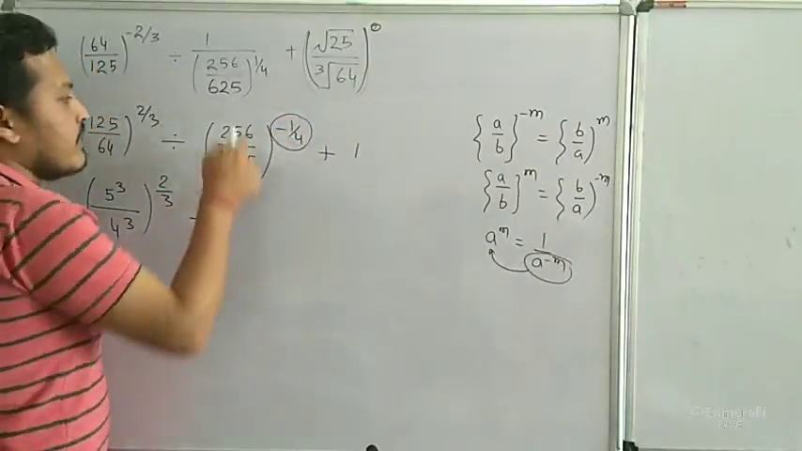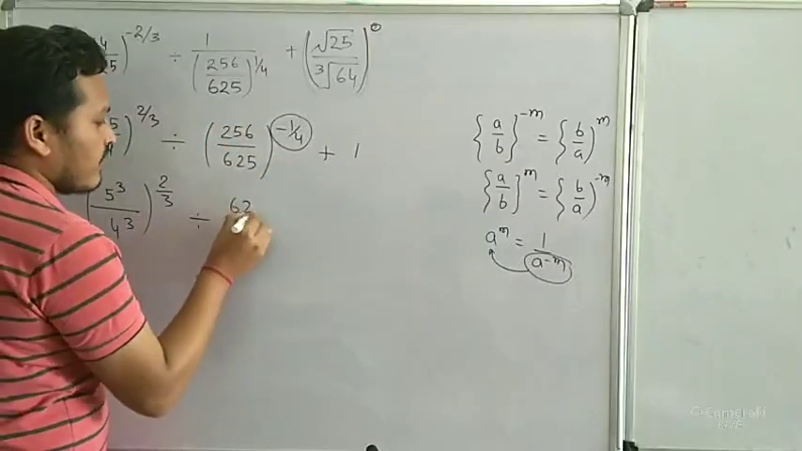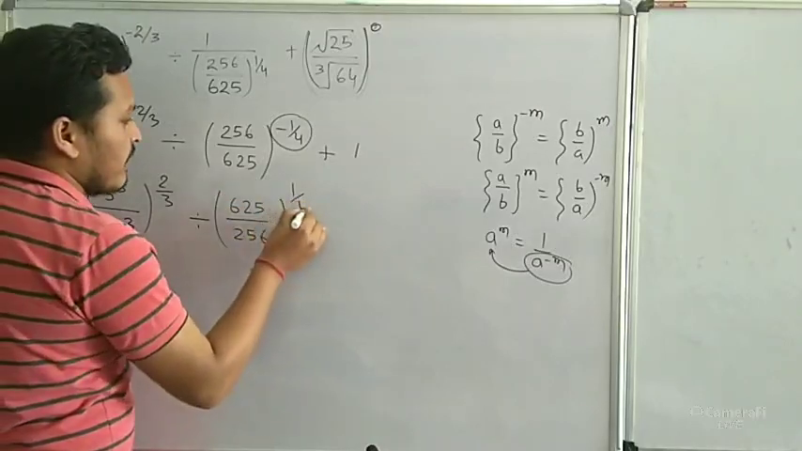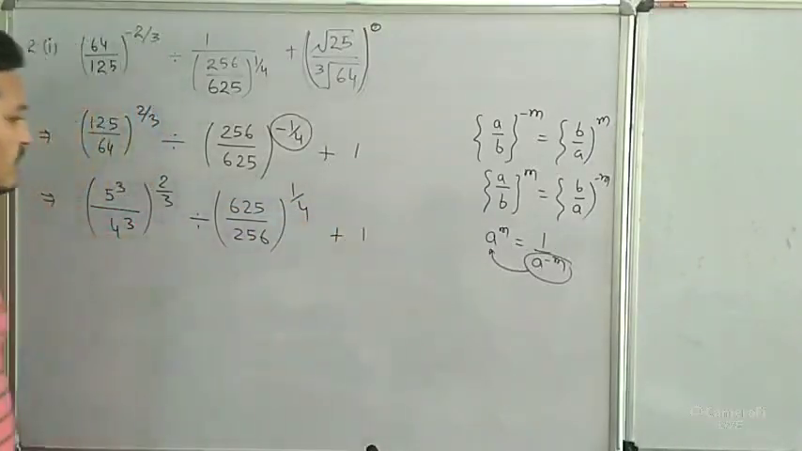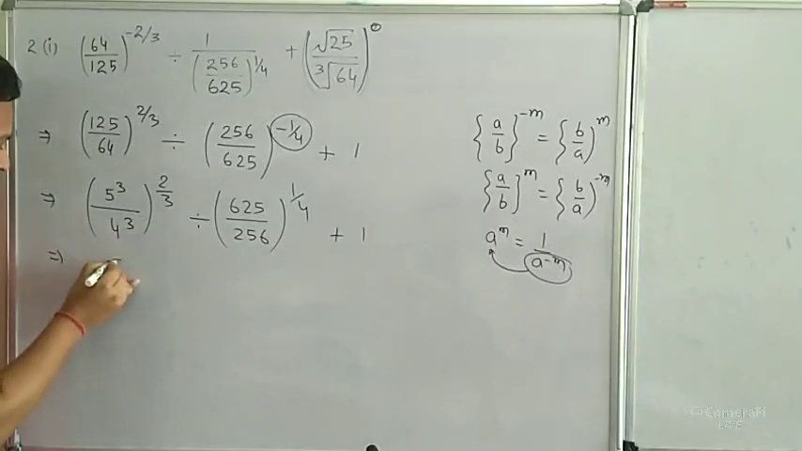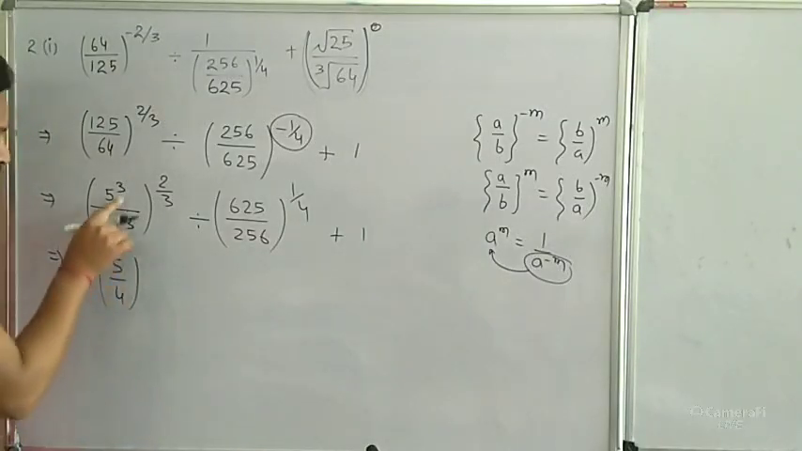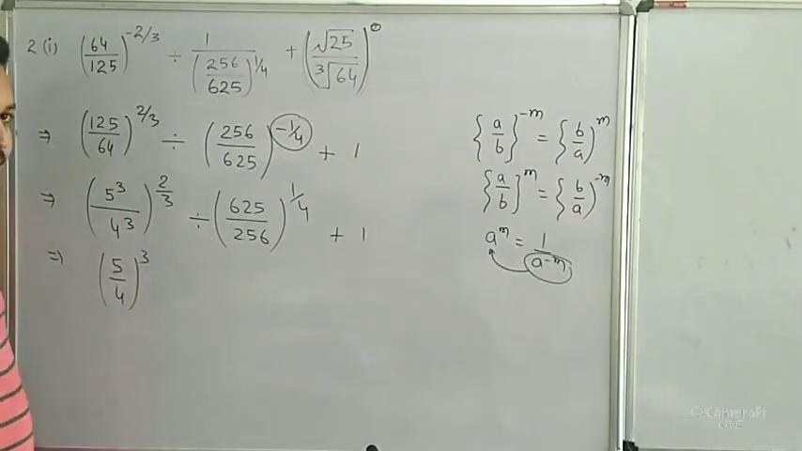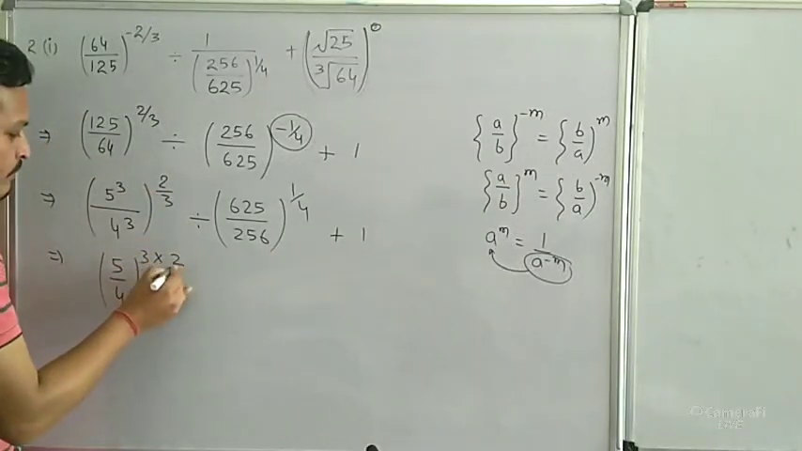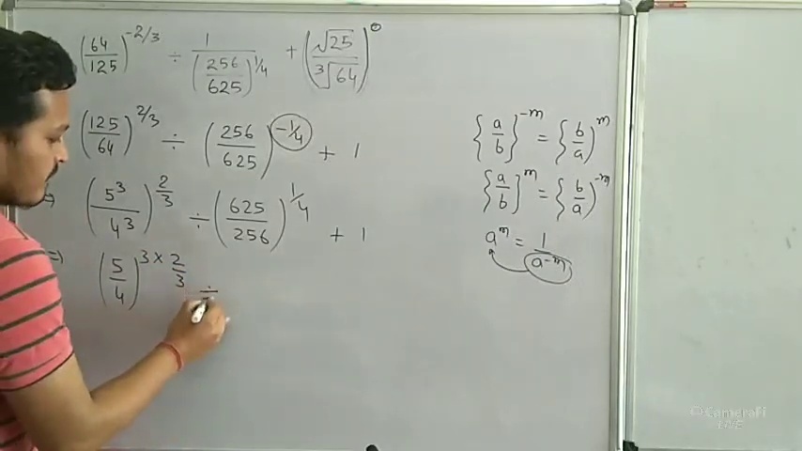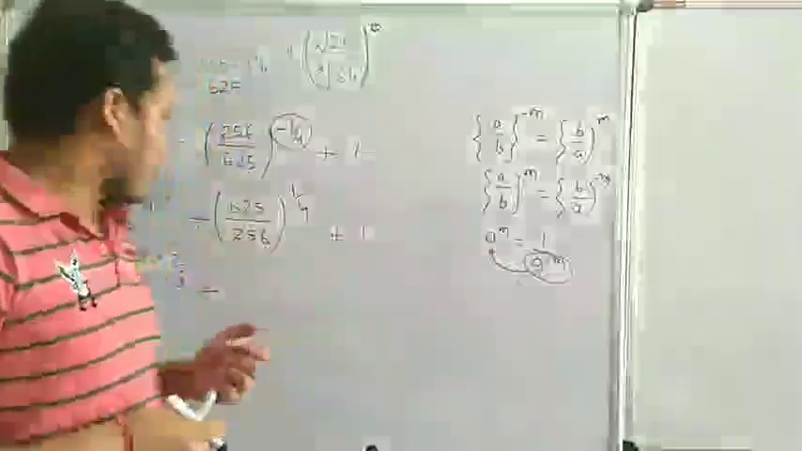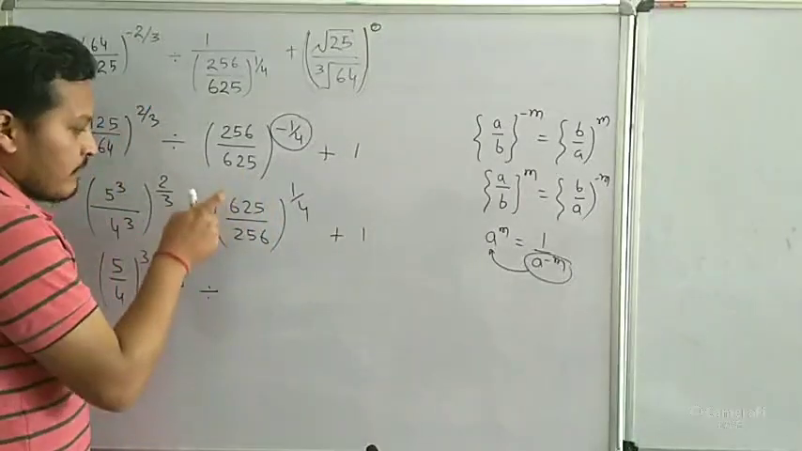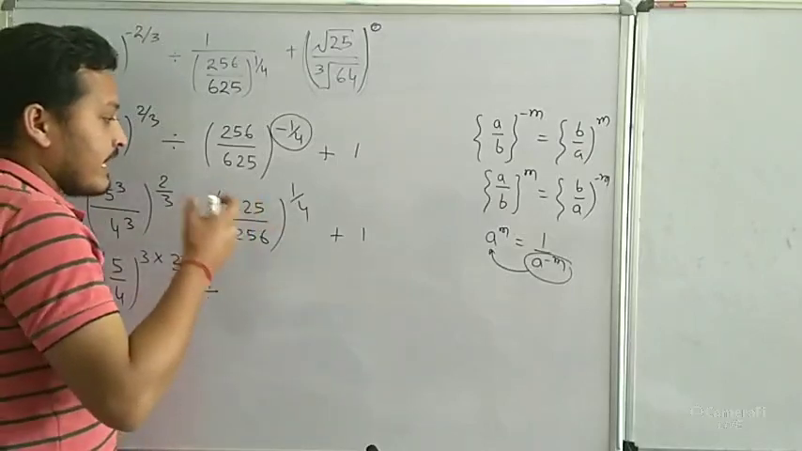So what can we do here? Take the reciprocal of the fraction. So 625 upon 256 whole to the power 1 by 4. Now the sign is reversed, plus 1. This part we can write as 5 by 4 with power 3, the power of 4 also 3. So we can write whole to the power 3, and outside the power it is 2 upon 3. Then similarly reduce 625 and 256 into exponential form.